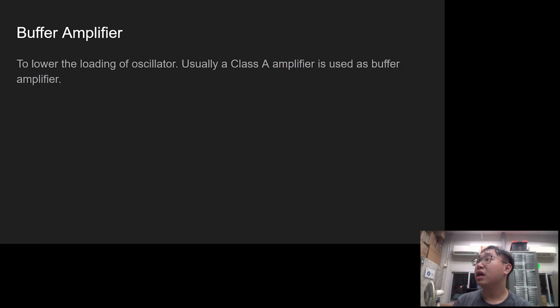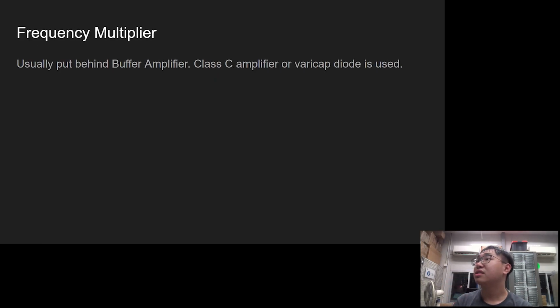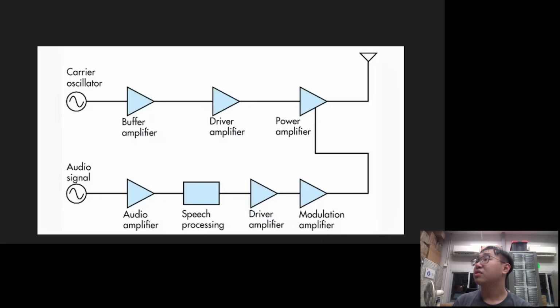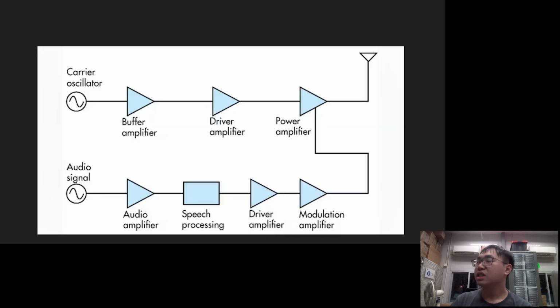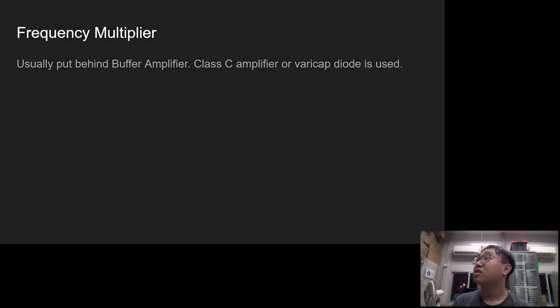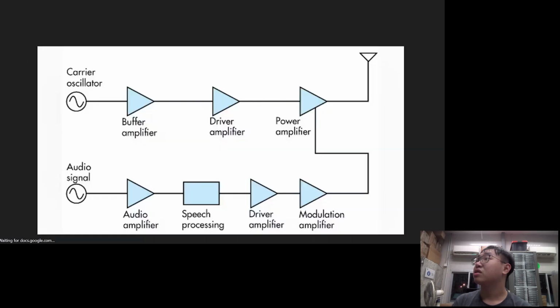Frequency multiplier. Oh, sometimes they may put a frequency multiplier here or here, just to multiply the frequency. Okay, I don't think they have a frequency amplifier here. But sometimes if you want to have a very high frequency oscillator, you will also put it here. Okay, you will also put it here.